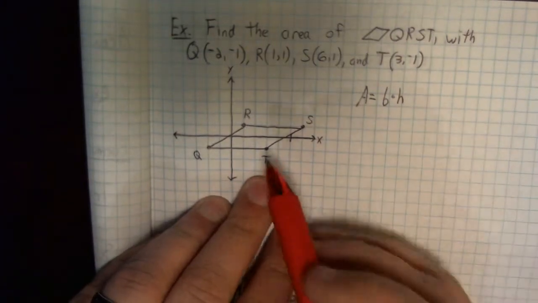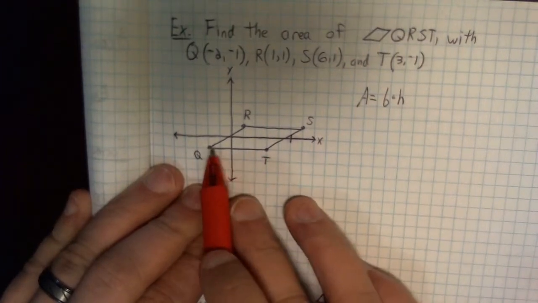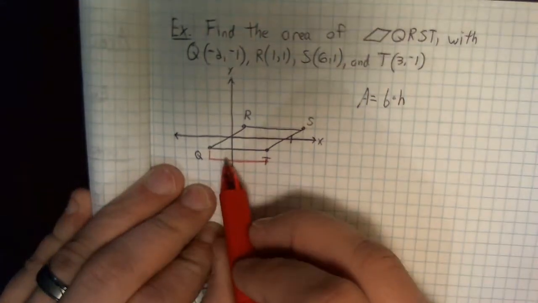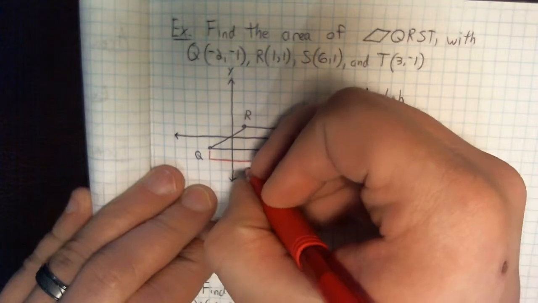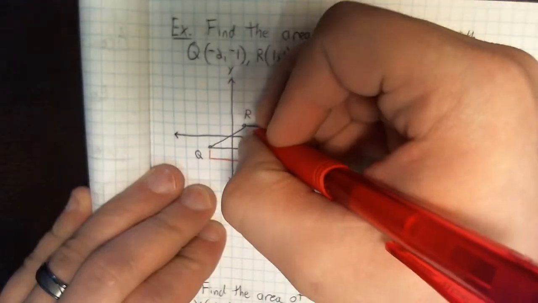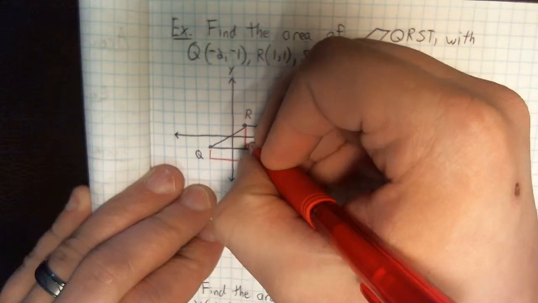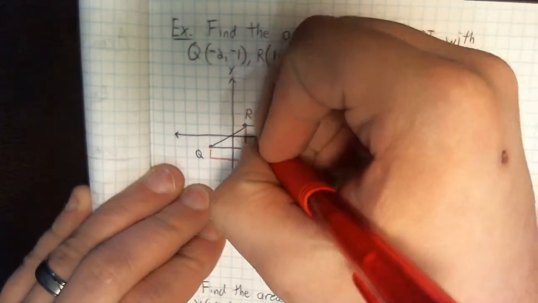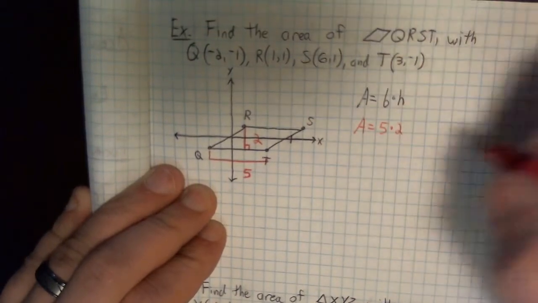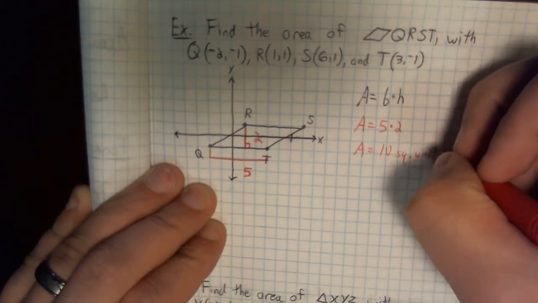The second thing you're going to notice is that our base here is a nice easy thing to count. It's perfectly horizontal. So for our base, we have the length of 1, 2, 3, 4, 5. I also am happy about choosing that particular base because I know that my height has to be perpendicular to it, which is easy enough to count. I have a height of 2. So when I substitute these values in, I'm going to have 5 times 2, so my area would be 10 square units.